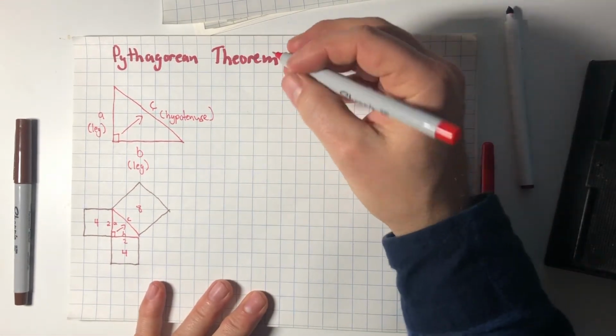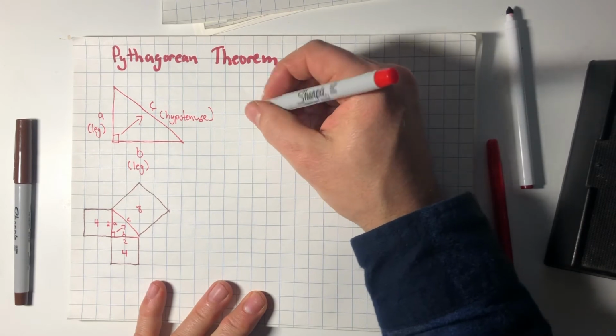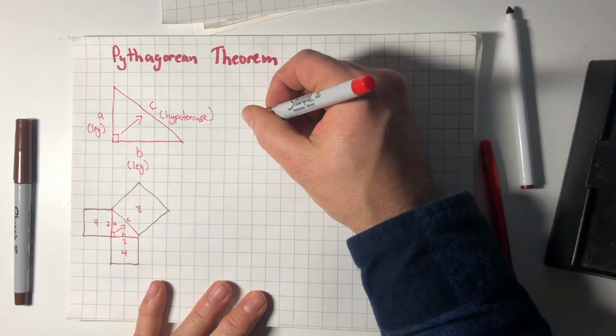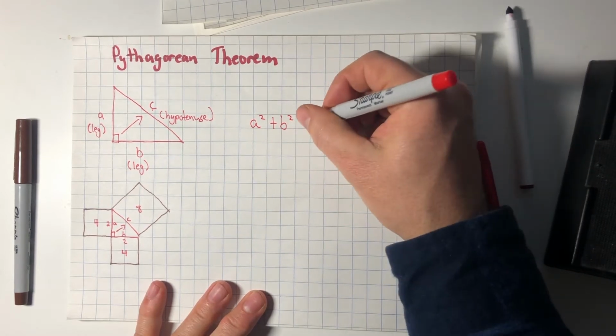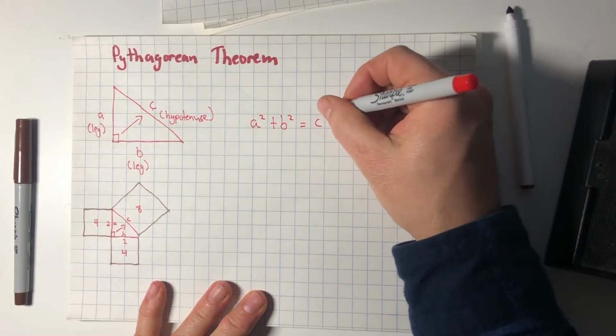So the concept is this: the Pythagorean theorem says that a squared plus b squared equals c squared.